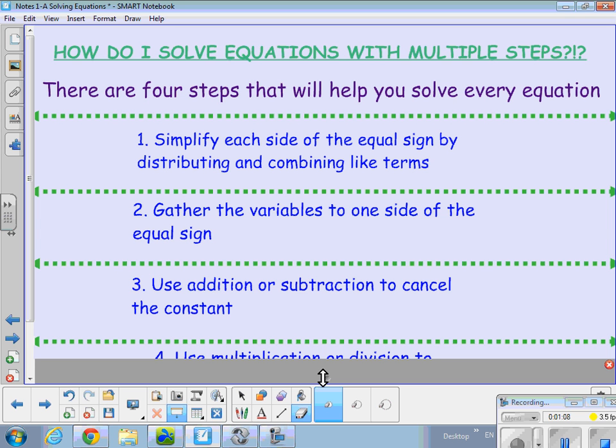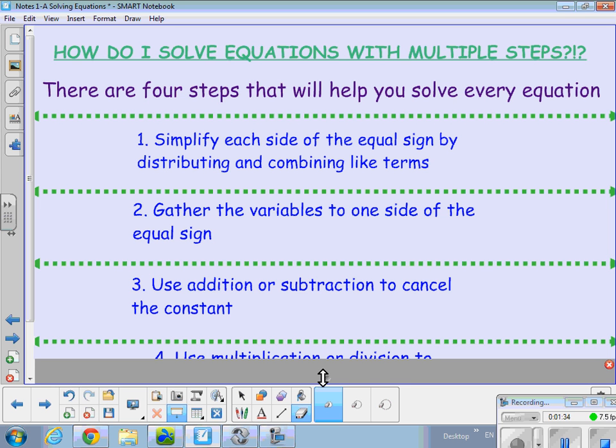The next thing we're going to do is gather the variables to one side of the equal sign. We're going to get all of our letters, or we should only have one letter, but every x or every n that we have, we want to bring it over to one side. Remember, you get something over to the other side by adding or subtracting. We want to do the opposite of what we have to get it over to the other side.